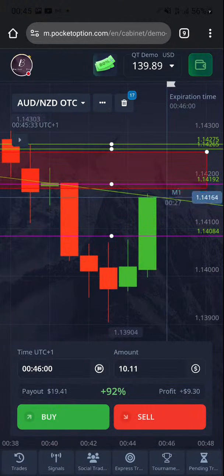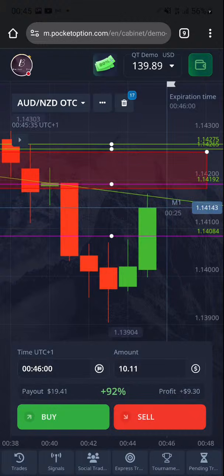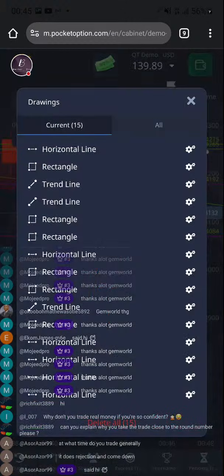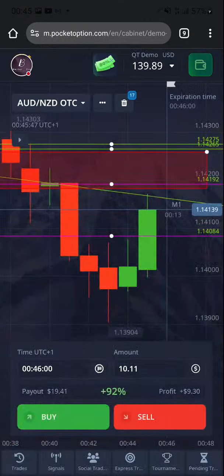If we have a gap up, I'm going to go with the sellers again because we have a supply area here. And this is also a supply area as well. Does the rejection come down? Yes, I was expecting it to come down actually.